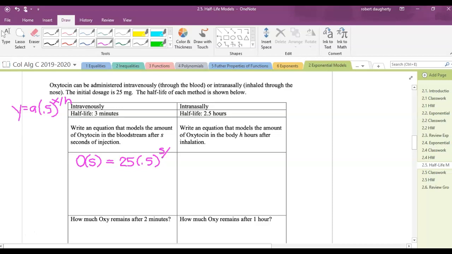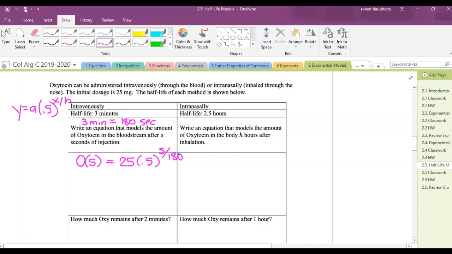The half-life, well, I've got a couple of things going on here. They said that S is measured in seconds, okay? So I've got to figure out how many seconds. So 3 minutes is equal to 180 seconds. So this is going to be 180, okay? So my half-life is 180 seconds. So the units have to match.